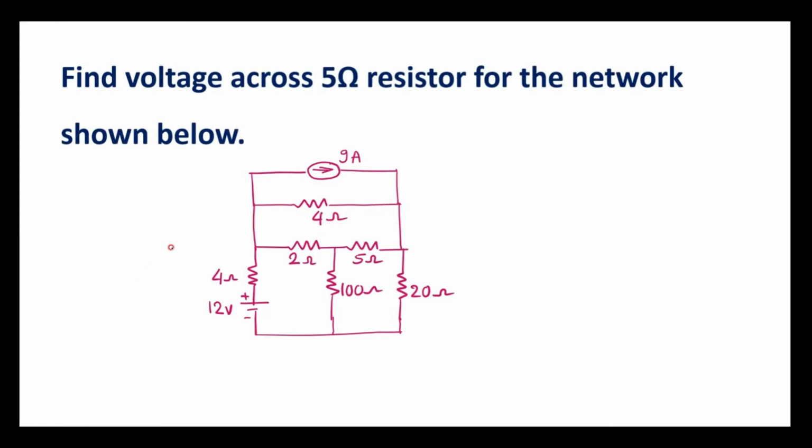In this video, let me consider one numerical on loop analysis. Find voltage across 5 ohm resistor for the network shown below. This is the given circuit. We are supposed to find the voltage across this 5 ohm resistor. So this problem can be solved either using loop analysis or node analysis. I will try to solve this using loop analysis.